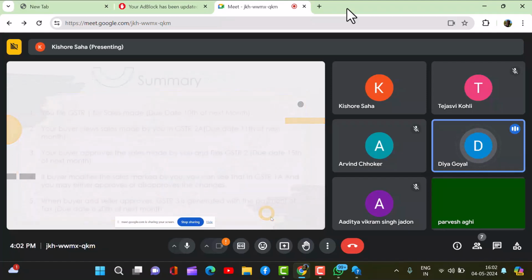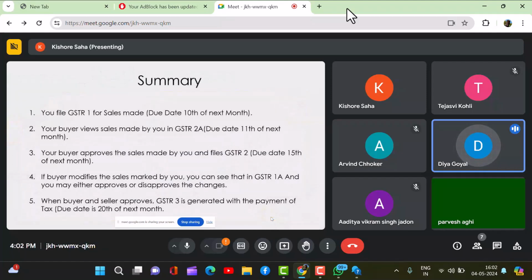This diagram will be explained. It is basically a summary of the process. You file GSTR 1 for sales made, with a due date of the 10th of the next month. Then your buyer views the sales made by you in GSTR 2A, with a due date of the 11th of next month. Then the buyer approves the sales made by you and files GSTR 2, which is auto-populated, and the due date is the 15th of next month.